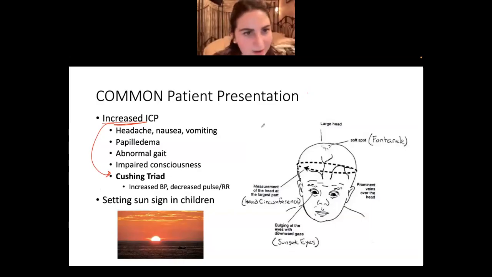And then the main way to identify it is what's known as the setting sun sign, or sunset eyes. Imagine this is a child's pupil. You can only see half of it, just like a sun that is setting. You're only going to see half of the pupil, and it's because there's so much pressure in the brain. I think of it as they have to tilt their head back to carry all that extra weight.